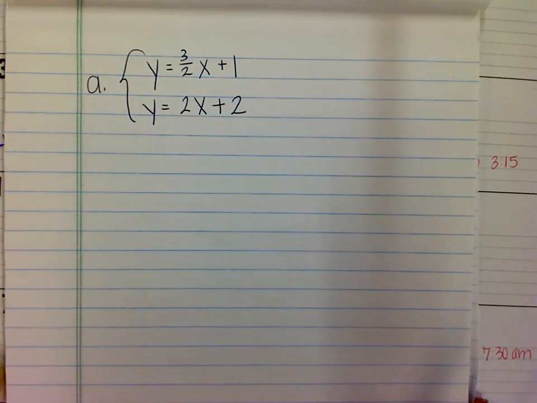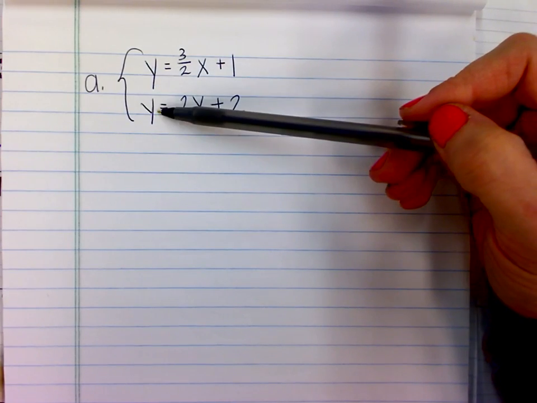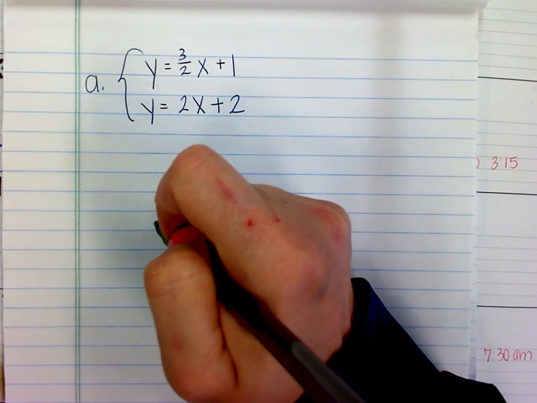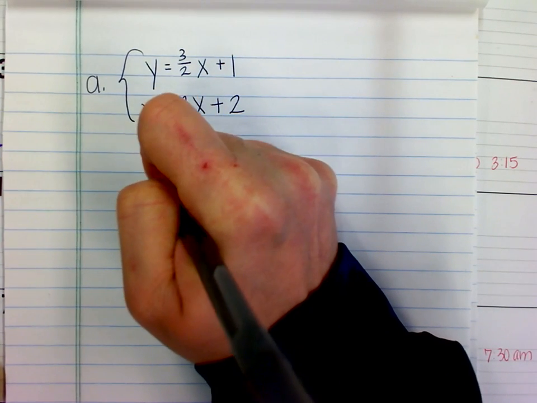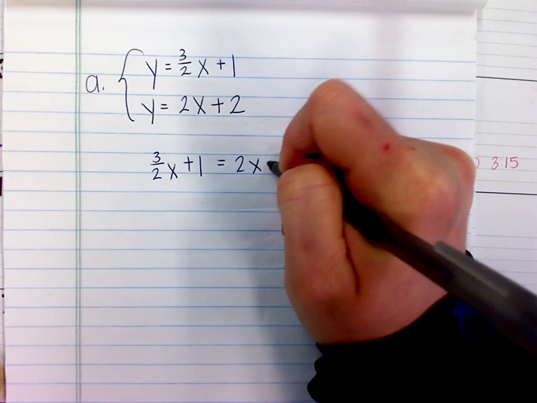All right, here's another system of equations we're going to solve algebraically. Again, you'll notice that they both equal y. So we'll set them equal to one another. 3/2 x plus 1 equals 2x plus 2.